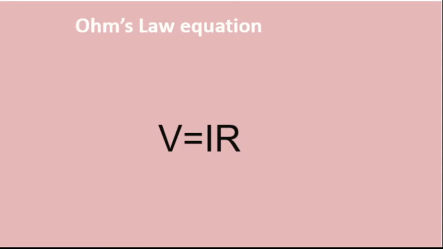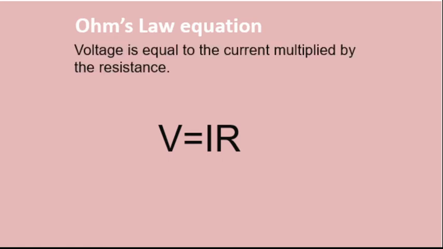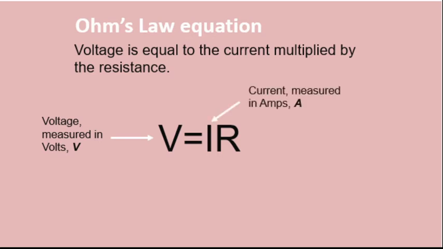The Ohm's law equation: V is equal to I times R. Voltage is equal to the current multiplied by the resistance. Voltage is measured in volts, or capital letter V, current is measured in amps or amperes, capital A, and R, resistance, is measured in ohms.